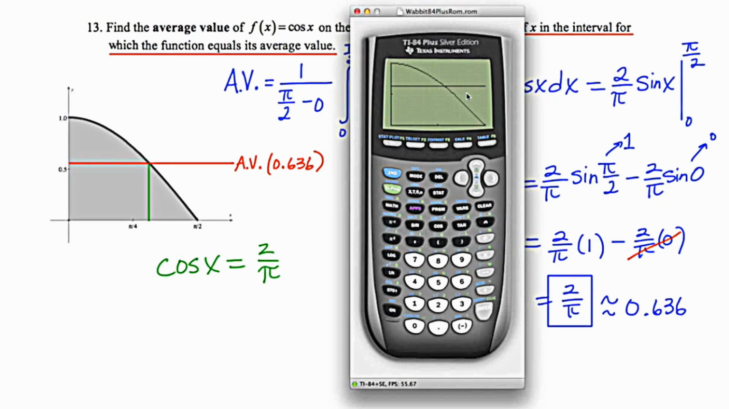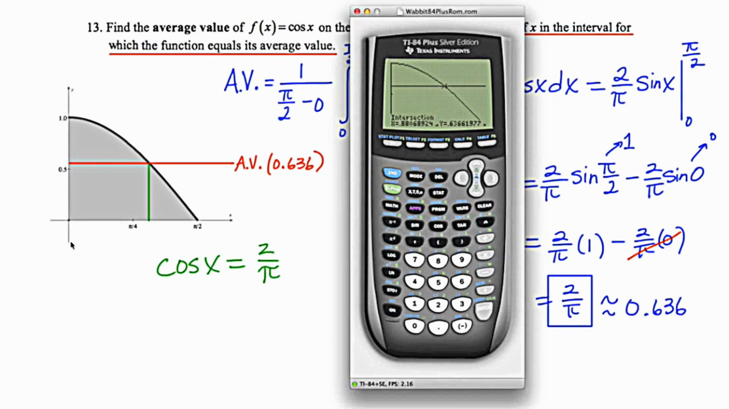So I have the same graph here that I basically have on the screen, and I'm just going to intersect them by using second, trace, option 5, which is intersect, moving the cursor close to the point of intersection, and then pressing enter 3 times. 1, 2, 3. And when I do this, I get an x value of 0.880 if you truncate, or 0.881 if you round.